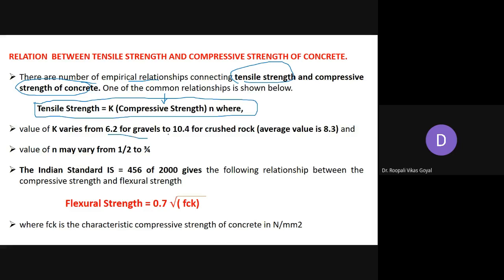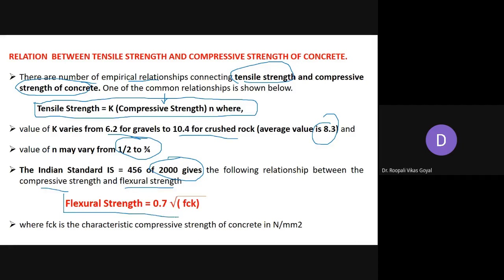6.2 for gravel and 10.4 for the crust rock, and the average value may be taken as 8.0, and this n may vary from half to 3/4. So this is a generalized relationship. Our Indian standard, IS 456 of 2000, gives the following relationship between compressive strength and flexural strength. So you should remember this relationship.